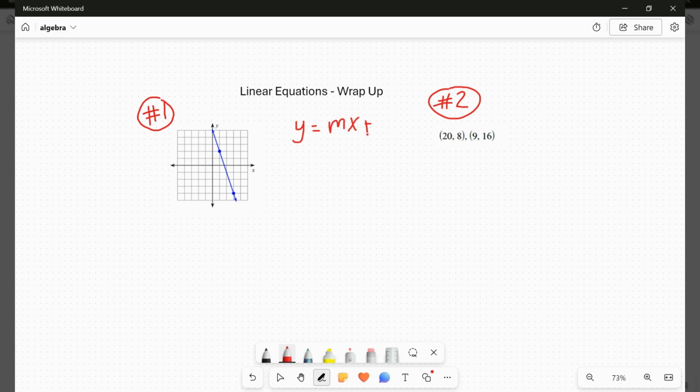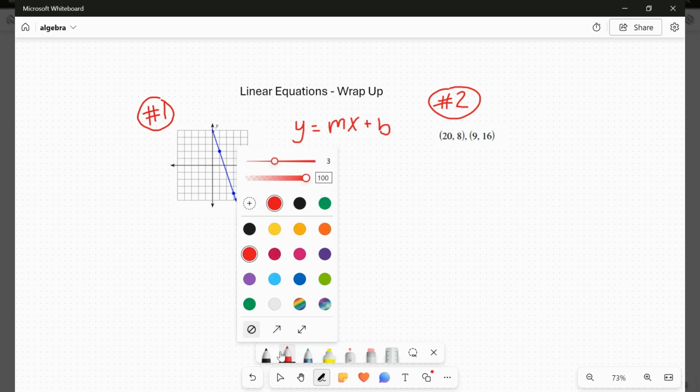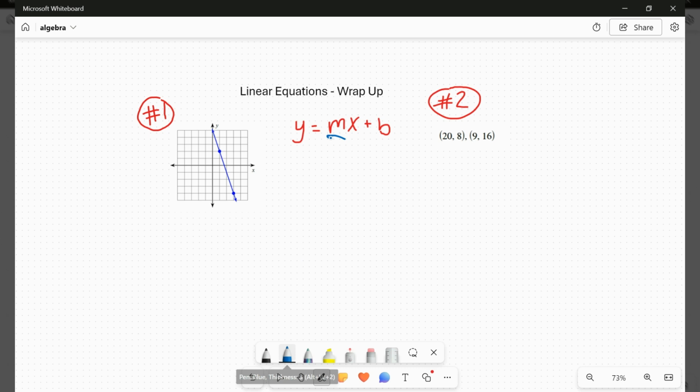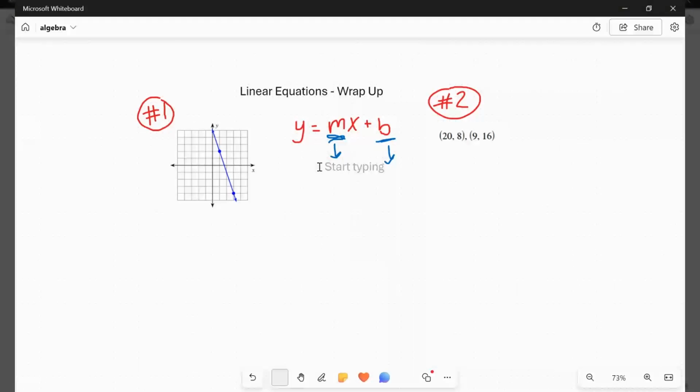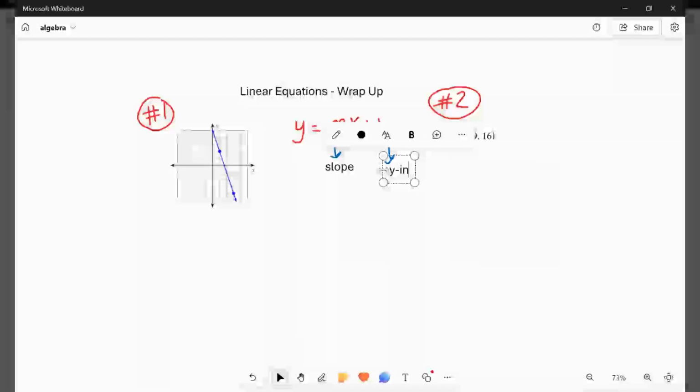y equals mx plus b. So, super important and basic equation that we talked about that I will ingrain into your mind, I hope. And I hope that you remember what the m and what the b represent. We said the m was the slope, and the b, I hope you just said y-intercept, was the y-intercept, right?